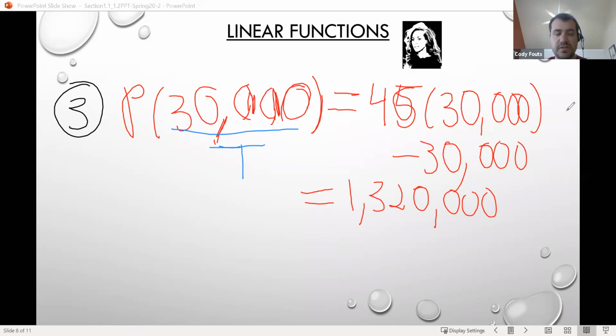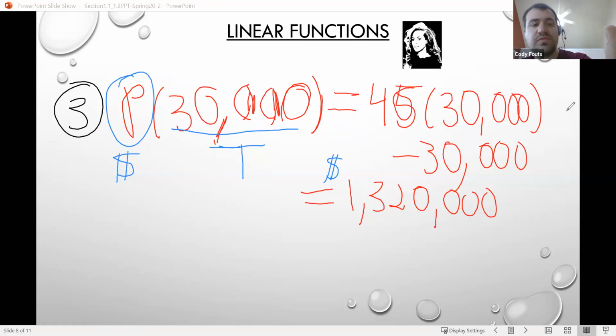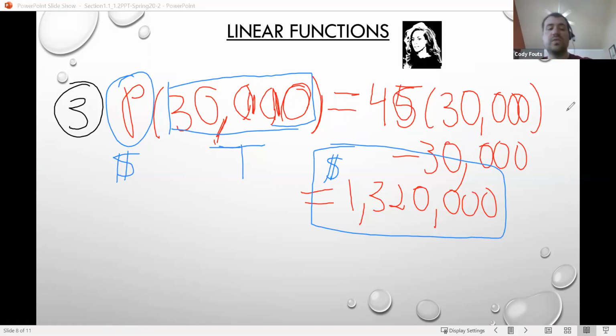So if we remember, if the inputs are tickets here, the outputs are profit, which is measured in dollars. So this 1,320,000 is dollars. And again, we're asked to explain what this means in words. So what this is telling us is that when we input or when we sell 30,000 tickets, the output or the profit is $1,320,000.